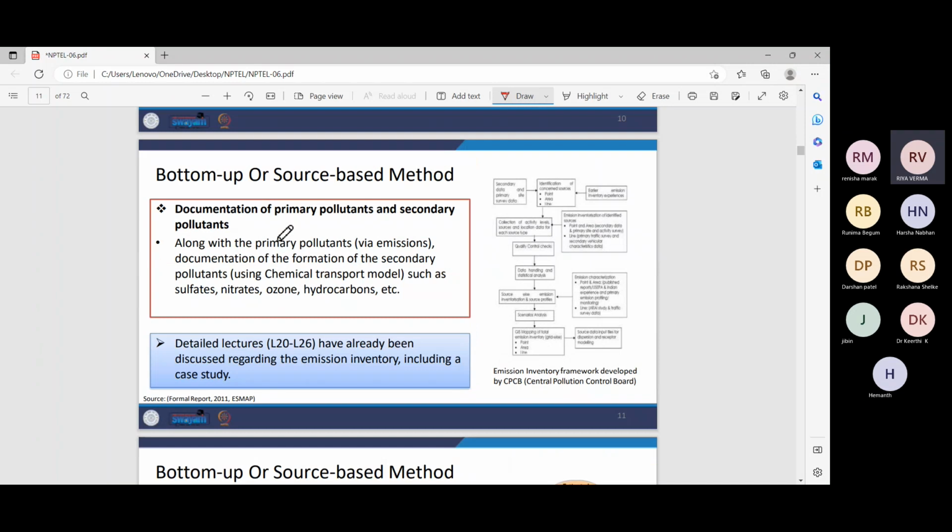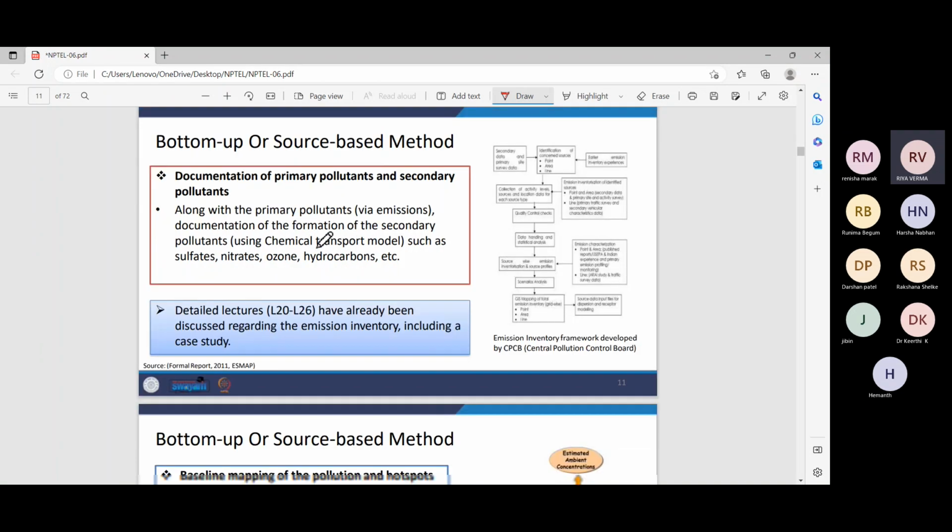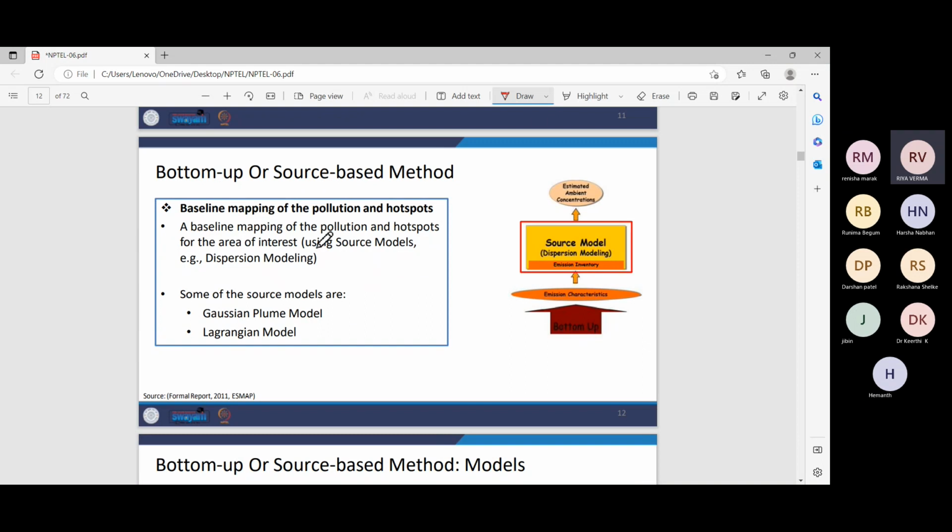Next is your documentation of primary and secondary pollutants. Along with the primary pollutants, we also need to know about the formation of the secondary pollutants, and that we have also discussed in the emission inventories, like what kind of primary and secondary sources are there. Next is your baseline mapping. It is a baseline mapping of the pollution and the hotspots for the area of interest, as explained previously.